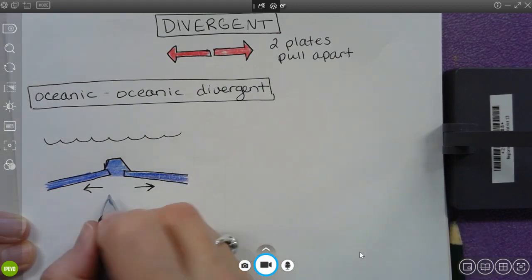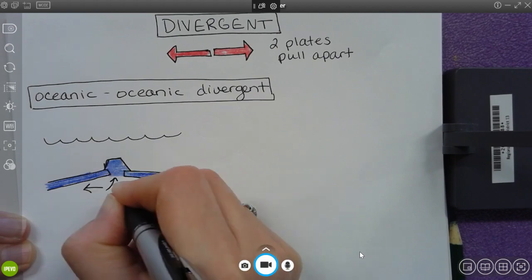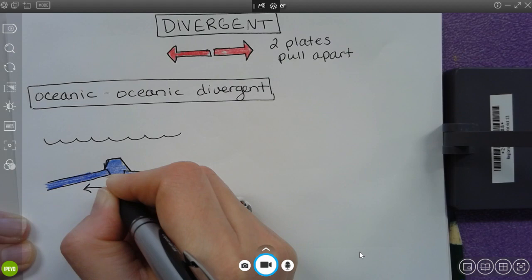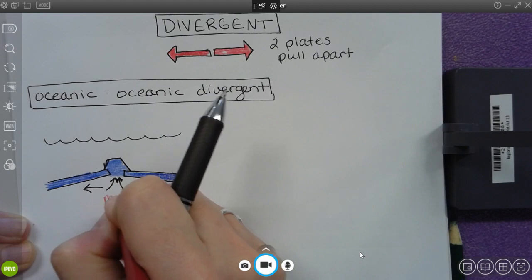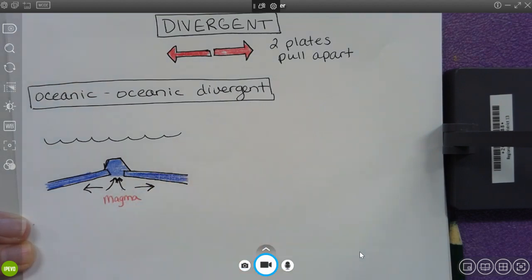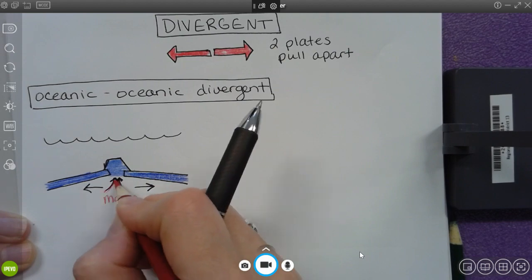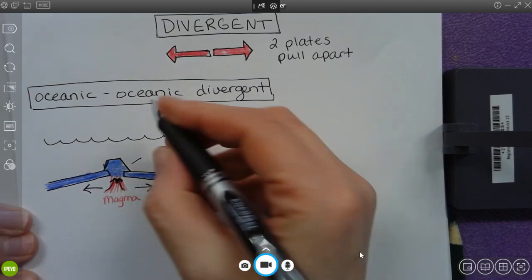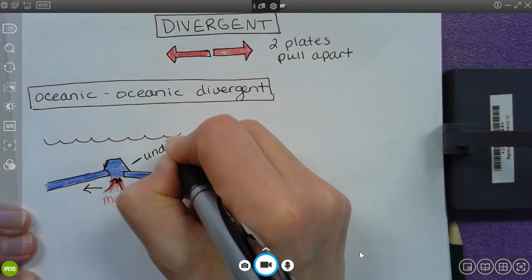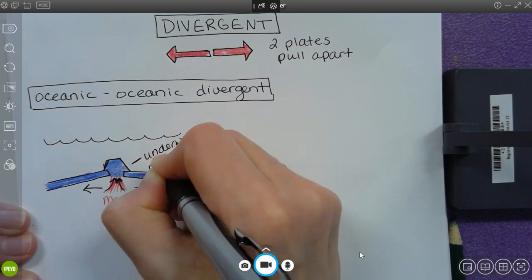And then what I want to show here is that there is magma that is pushing up into that space. Okay, so magma moves up and fills in that space. And then when the magma comes to the surface and it's hitting the cold environment around it, the magma cools and it forms rock. It forms more basaltic rock. And this ends up creating an underwater mountain range.